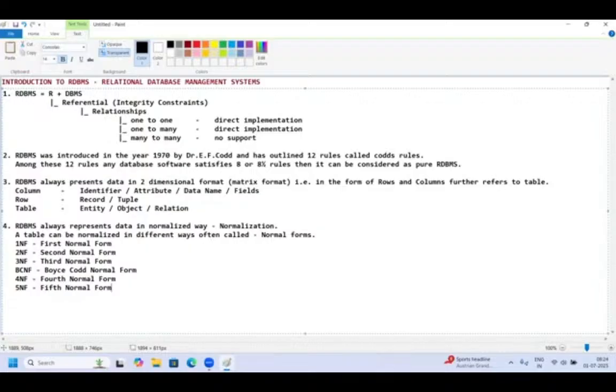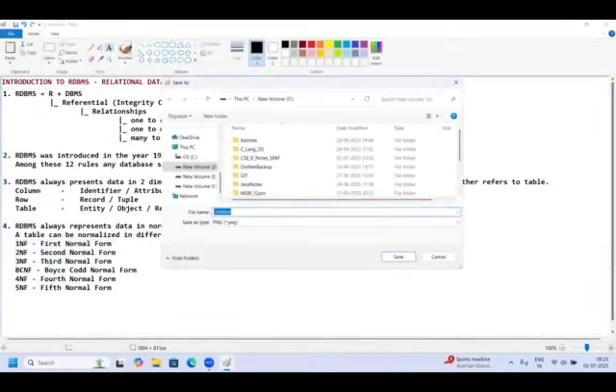Among all these normal forms, this is from my experience: in real time, the maximum usage of normal forms is only at three levels, 1NF, 2NF, 3NF. The remaining are quite advanced levels. In my experience, we don't come across projects that use the remaining normal forms. Only these three are mostly used in projects involving database usage. This is the introduction of RDBMS.